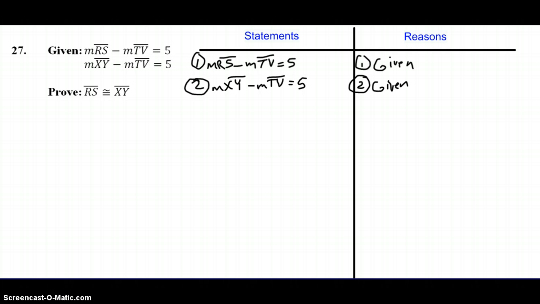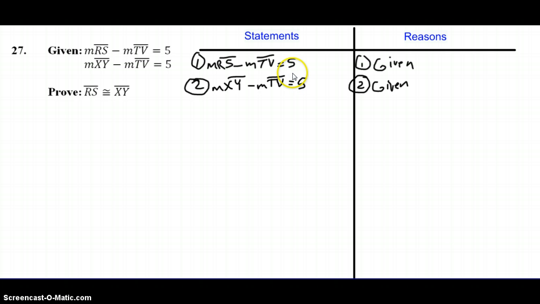So going back to our three key questions we've discussed in class, our first key question is: is anything the same? As I look at my two statements, I see that there's a measure of segment TV in both statements. However, it also has other pieces of information on that side of the equal sign with it, so it's not really alone. But if I look at the other side of my equations, both of them are equal to 5.